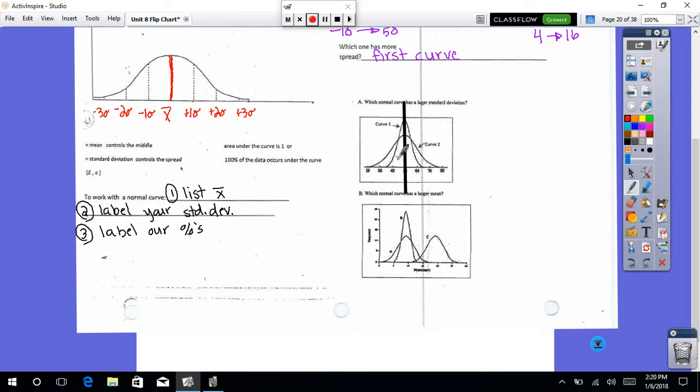Curve 1 is kind of like the one above. It's super tall, tall and kind of skinny. And then the other one is shorter and definitely more spread out. Which means that curve 2 had the wider strides, giving us the larger standard deviation.